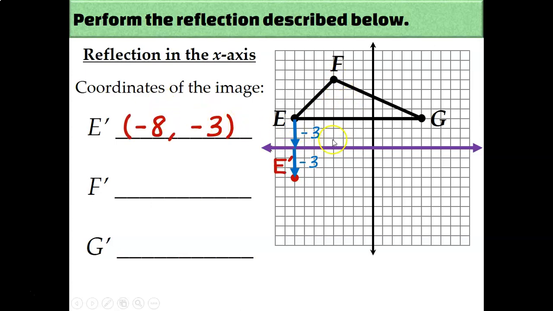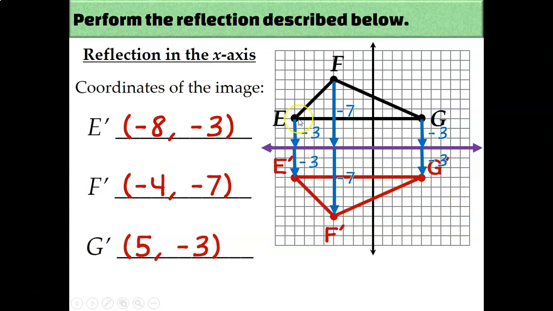From F to the line of reflection, I go down 7. So I'll go 7 more down to get to F prime, which is the point -4, -7. And G, I also go down 3, and I go down 3 more, and there is G prime.